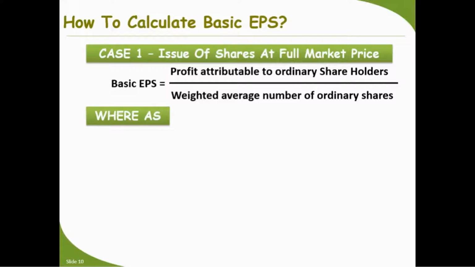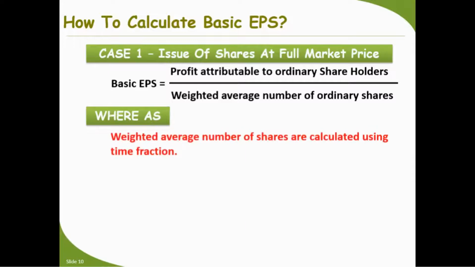In that case, to calculate the weighted average number of ordinary shares, we will use time fraction. When we have issuance of shares at full market price, there is no concession. We will talk about those cases later on.